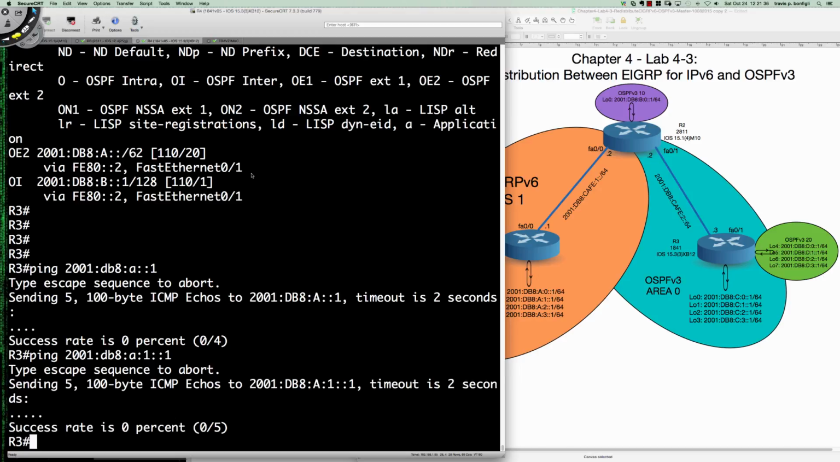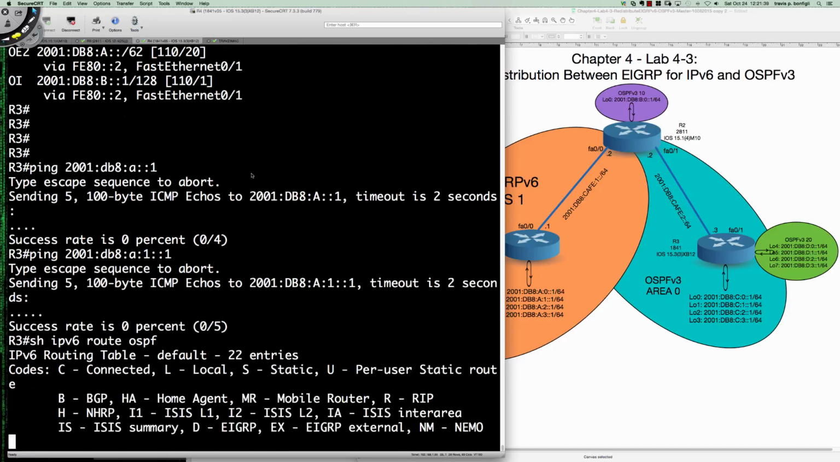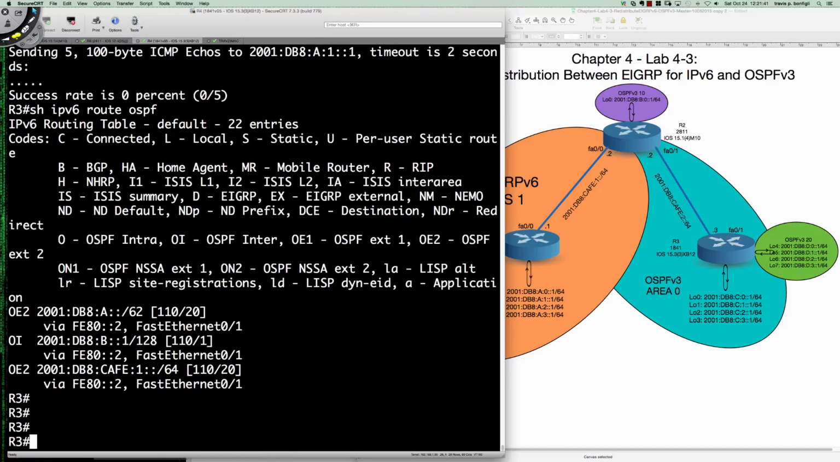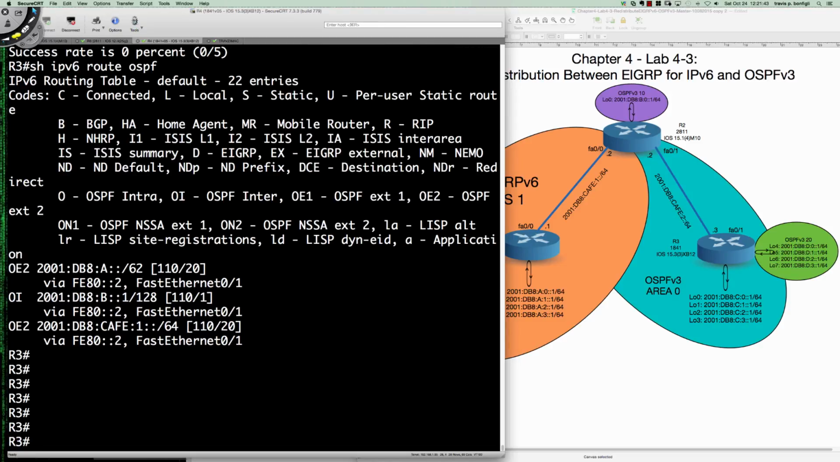So let's come over here again and say show ipv6 route ospf. And now we do see the connected route. It's right here. So let's go ahead and check and see if I go to ping, is that going to fix the ping? So ping 2001:DB8:A:1:1.